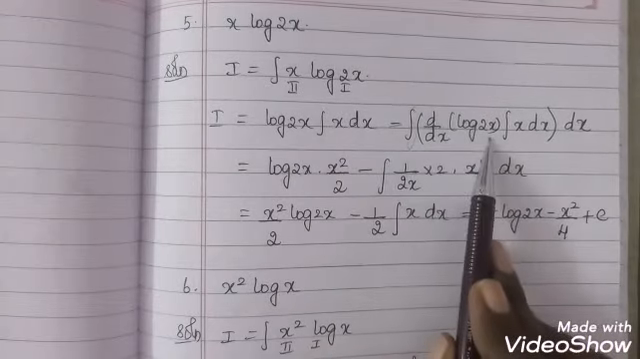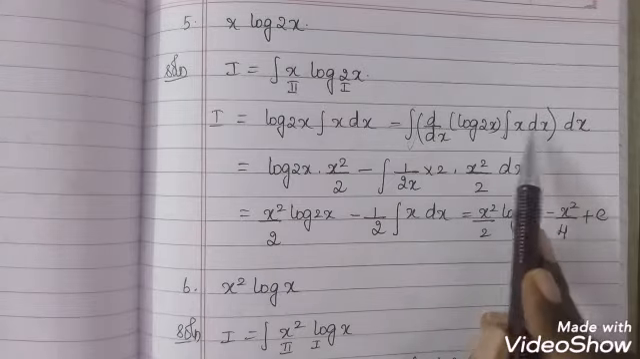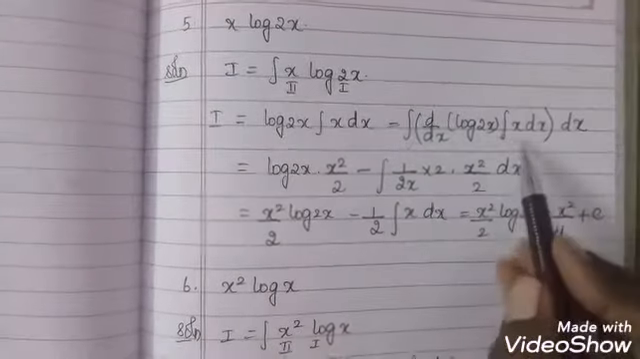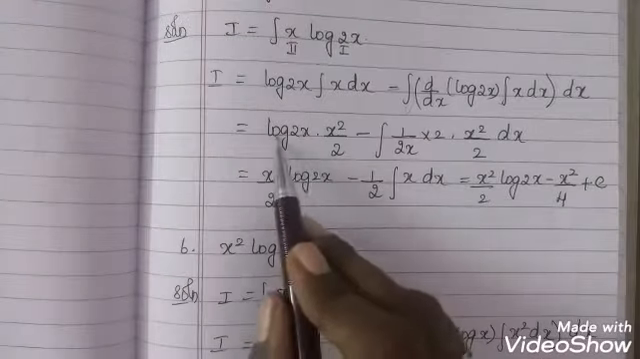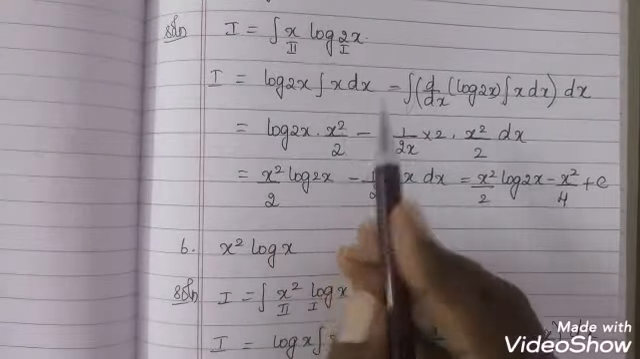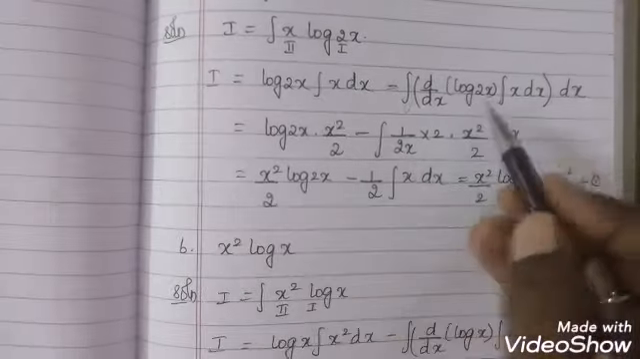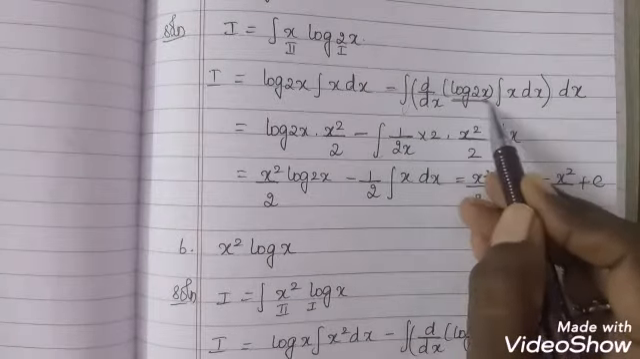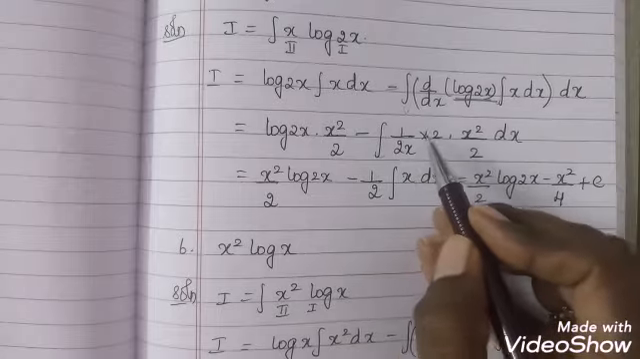What is d by dx of the first one? d by dx of log 2x into integral of the second one. I'll have to integrate it. So what is the second one? It's x dx with respect to x. So what will I have? Log 2x into integral of x. What will you get? It's x squared by 2, minus integral of differentiation of log 2x. What is differentiation of log 2x? 1 by 2x into 2.